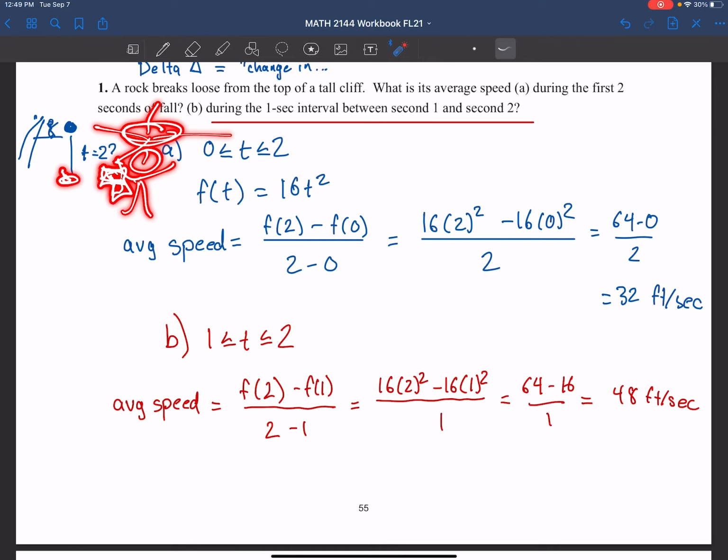So no longer do you have a time frame where you could find the slope between two different points. How do you find it at that instant? That's the idea that we're going to explore with instantaneous rate of change, and we'll do that in the next class.